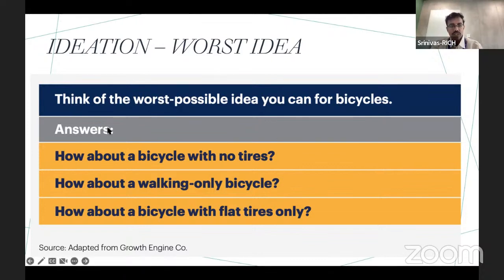Yeah, so for instance, for bicycles, it could be that bicycle with no tires, walking only bicycle. Okay, who would want a walking only bicycle? But probably it's a good idea. Huh? How about bicycle with flat tires only? So these are some of the worst possible ideas, and you then go back and figure out whether there's potential in any of these.